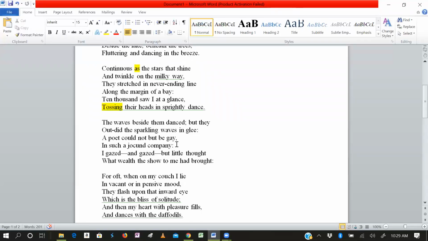Look at this: a poet could not but be gay. The poet feels a very delightful mood, a cheerful mood. A poet could not but be gay. He is very happy, the poet says, in such a jocund company, in such a happy, cheerful company. He feels very happy among these tossing daffodils.